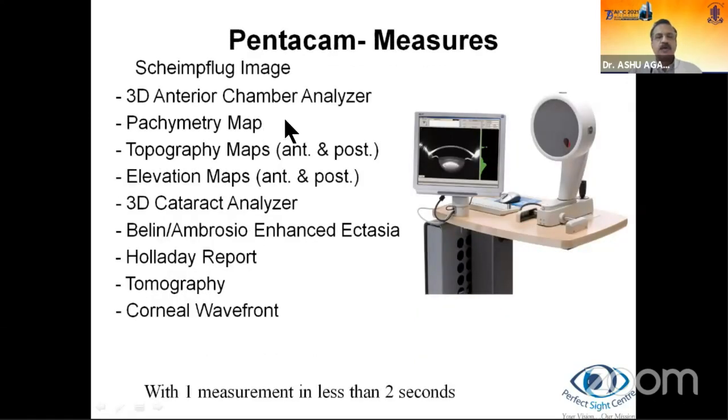So they do help us analyze the anterior chamber. The pachymetry maps are given, topography maps, both anterior and posterior, are given. The elevation maps are given for both the anterior and posterior surface. It helps us analyze the cataract. The Belin-Ambrosio enhanced ectasia display is given, which is very important. The Holladay report, which you use for post-refractive surgery cataract surgeries. The tomography is there, and the corneal wavefront, all in less than 2 seconds.